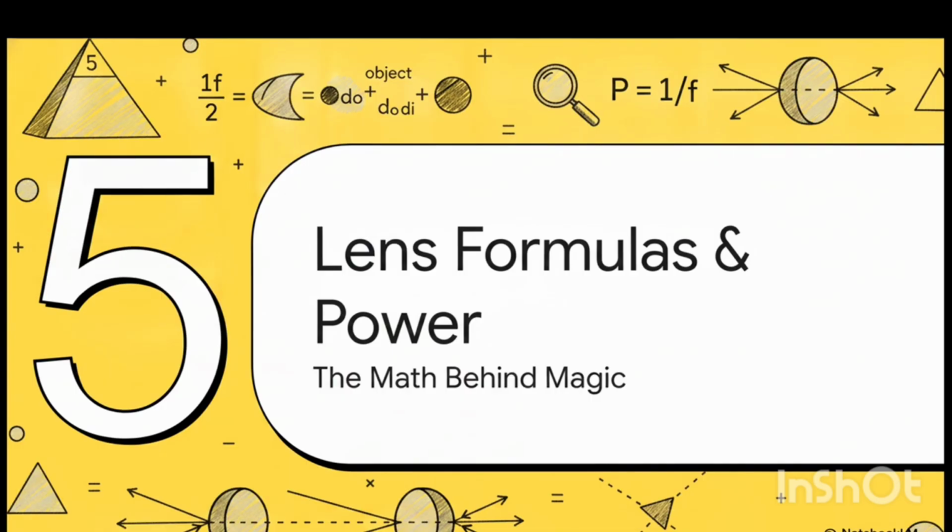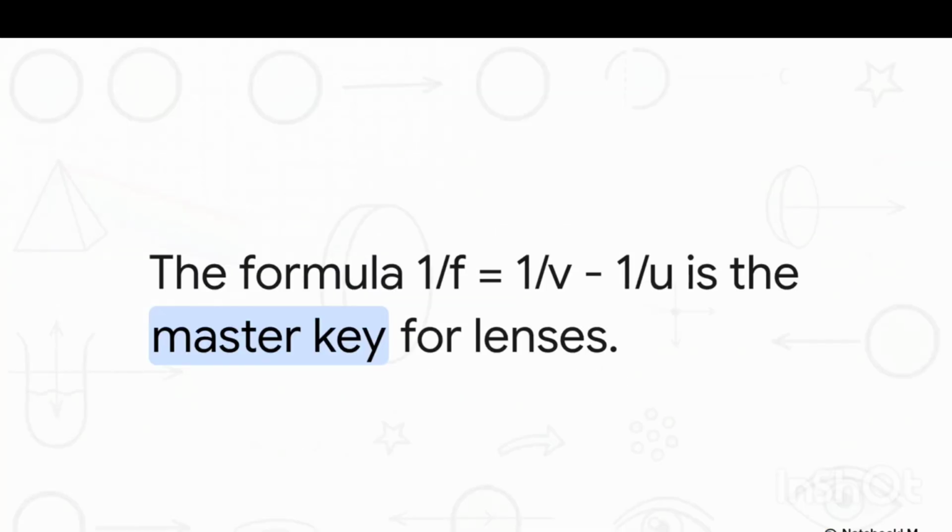This is the math behind the magic. So the crucial point is that while visual blueprints are great and all, for true precision, we really need cold, hard math. Here is our master key, the lens formula. 1 over f equals 1 over v minus 1 over u. In this master equation, u represents the object's distance from the lens, v is the image's distance, and f is the focal length.